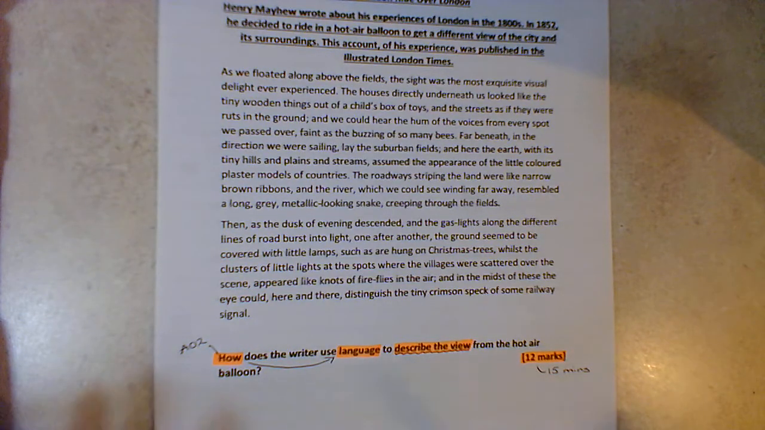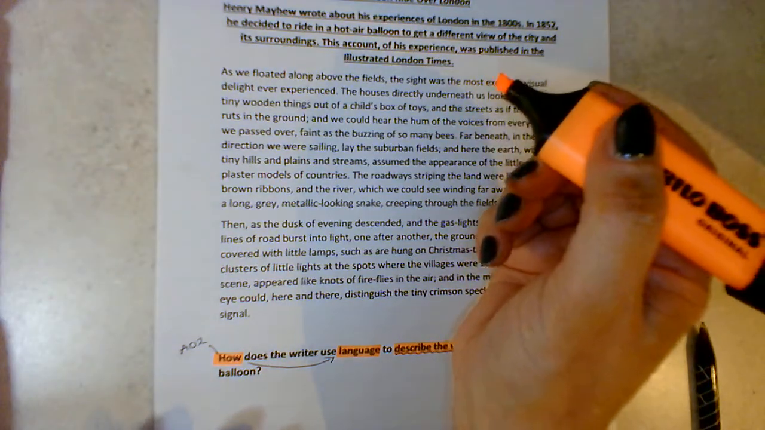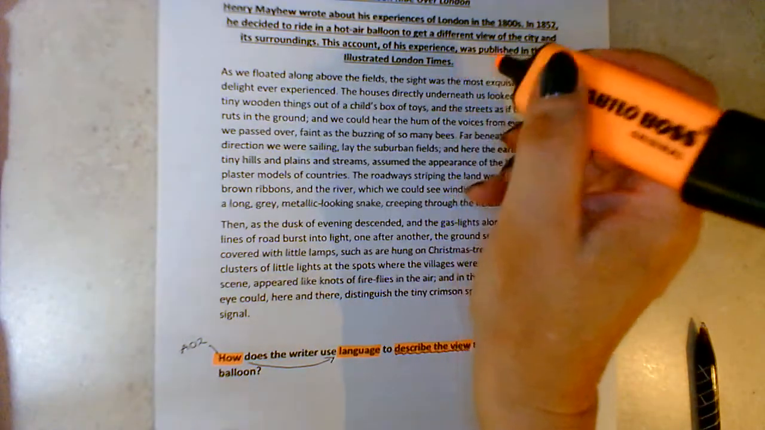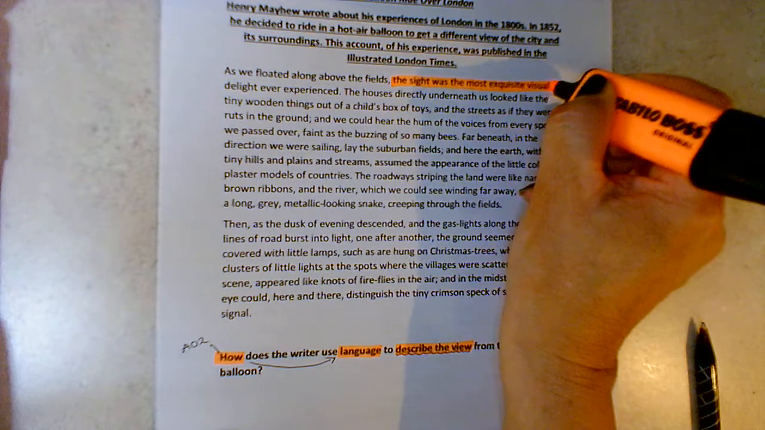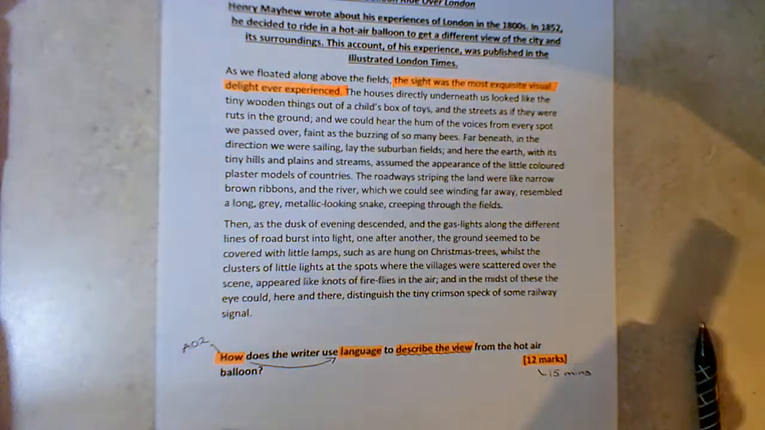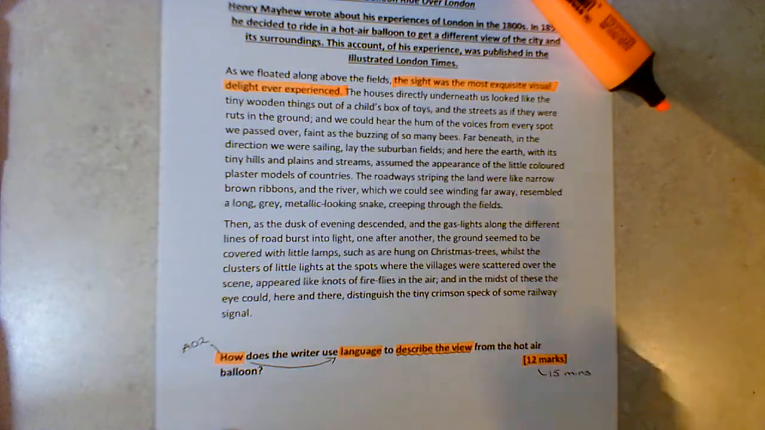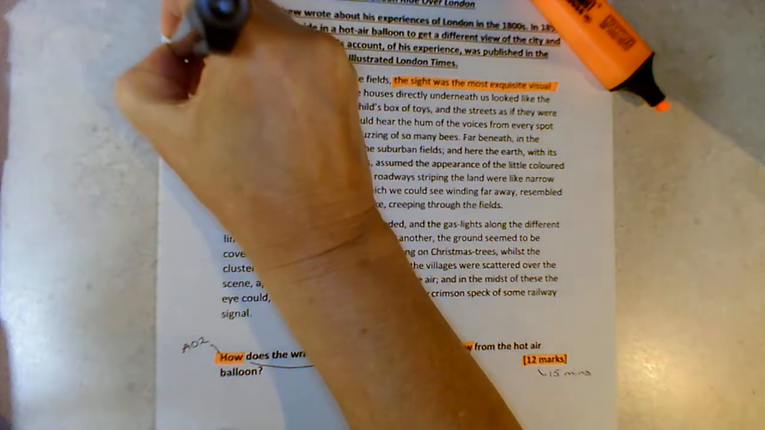Okay, so we can clearly see that Mayhew is delighted by the view that he's experiencing at this very moment in time. So as I was going through this, I was thinking, right, my first one I'm going to pick out is that the sight was the most exquisite visual delight ever experienced. So I'm going to highlight that. The sight was the most exquisite visual delight ever experienced. So yeah, I'm really happy with that one. So again, I've already said here, we start off and we've got this positive imagery.